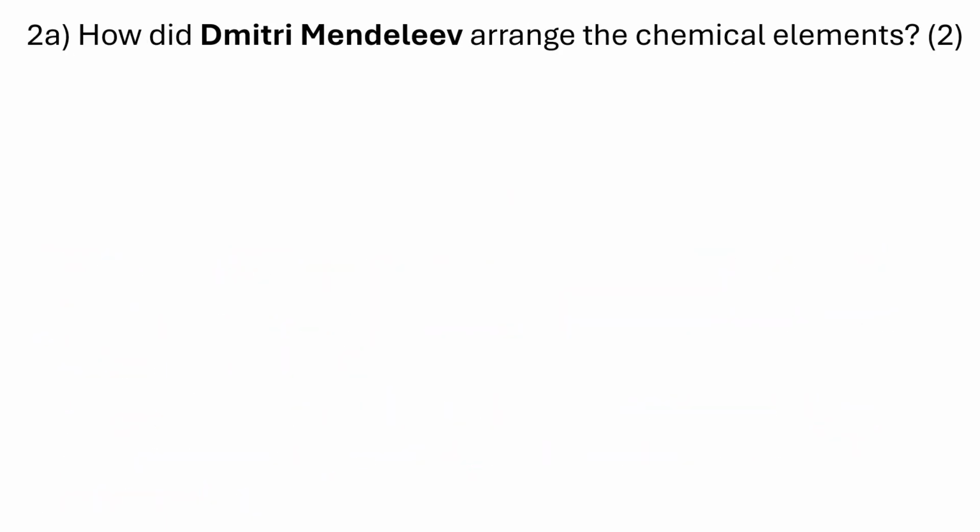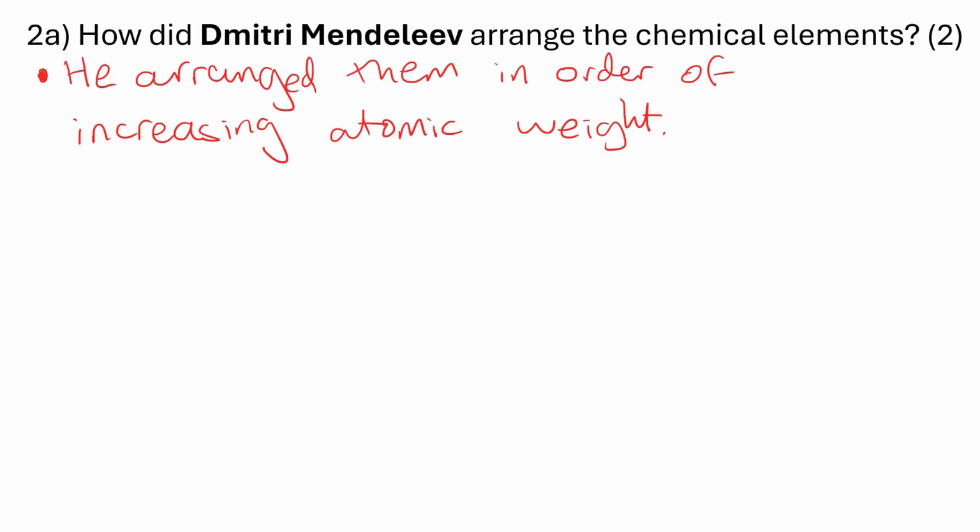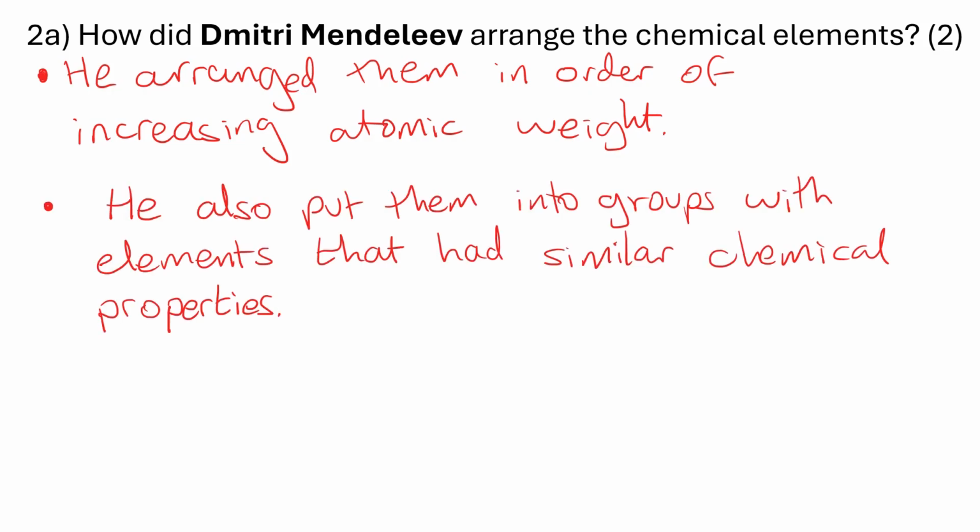Question 2a. How did Dmitri Mendeleev arrange the chemical elements? And that's for 2 marks. First of all, he also arranged them in order of increasing atomic weight. But what he did on top of that was he put them into groups with elements that had similar chemical properties.